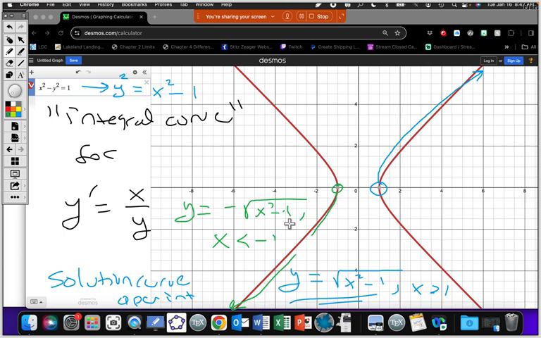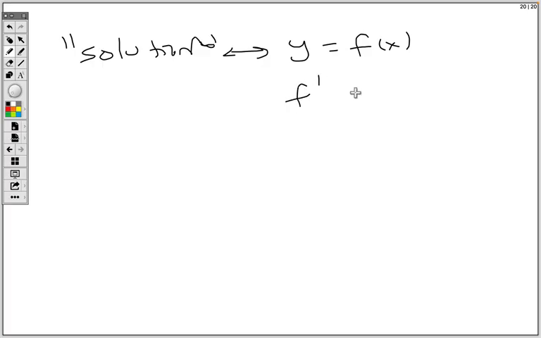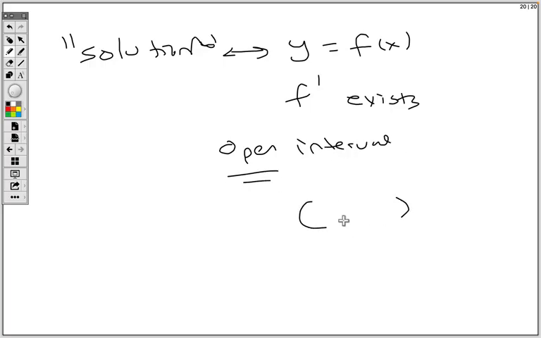So any questions between the integral curve and the solution curve? Anytime you see the word solution, you need a differentiable function and you need an open interval. Okay, so you need an interval that looks like this.